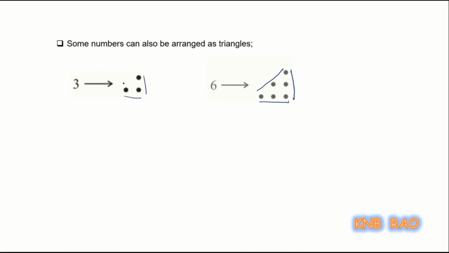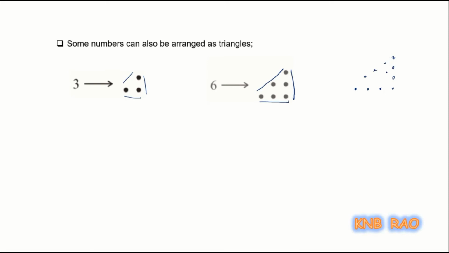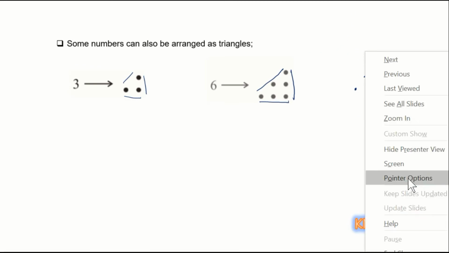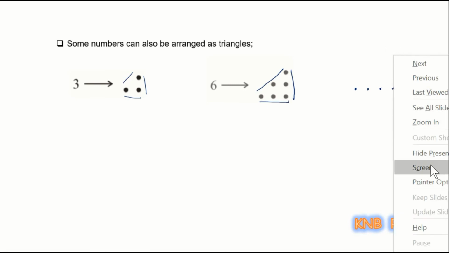2 dots, 2 dots, 2 dots. 3 dots, 3 dots, 3 dots. Who is that next fellow? 4 dots, 4 dots. Here I'm missing something, it seems. Let me correct it. Yes. Pen to be taken. Yes.